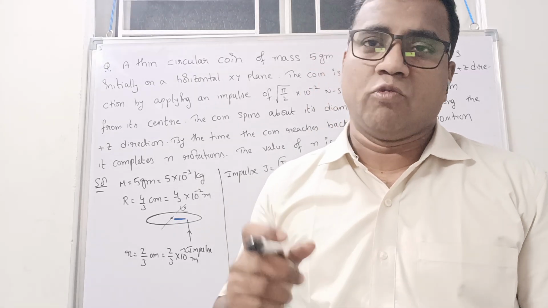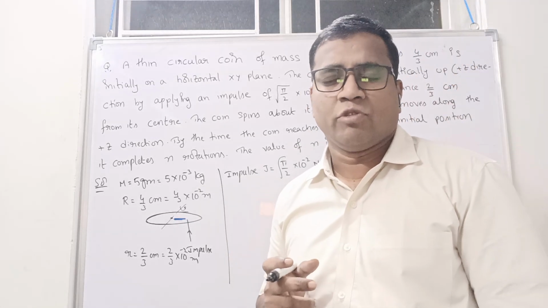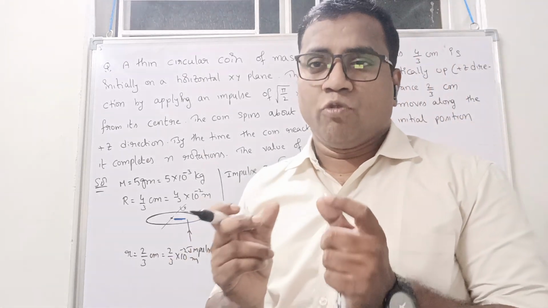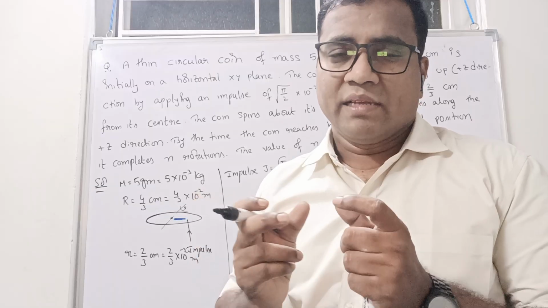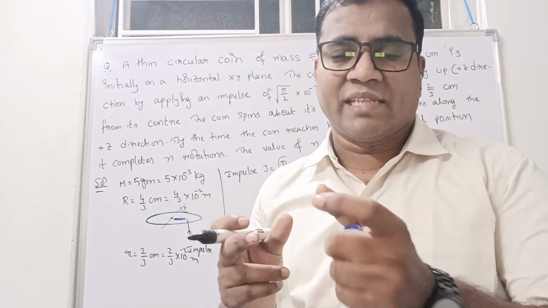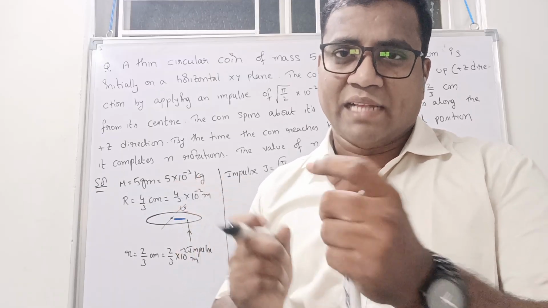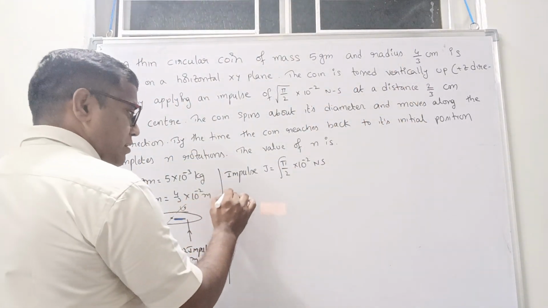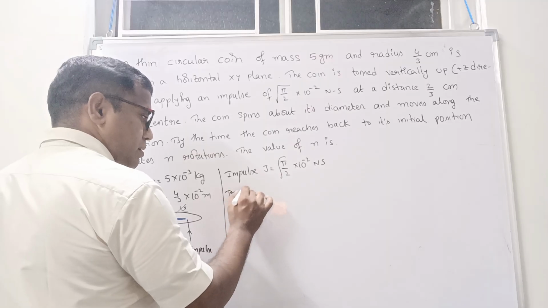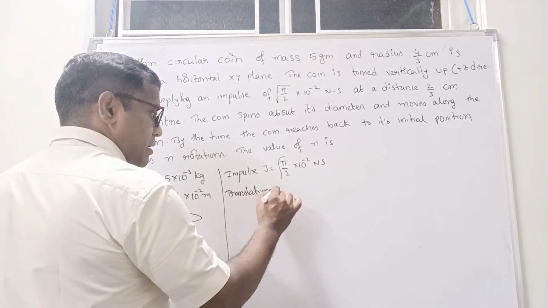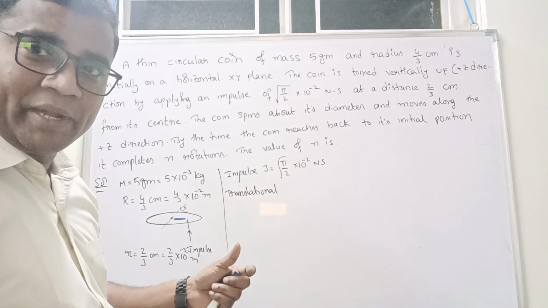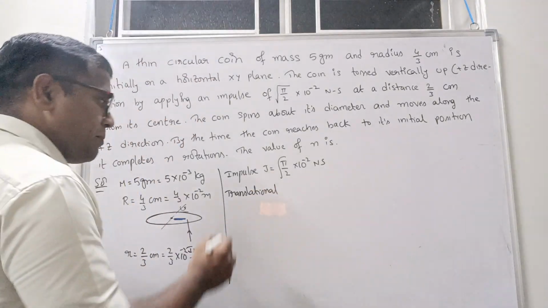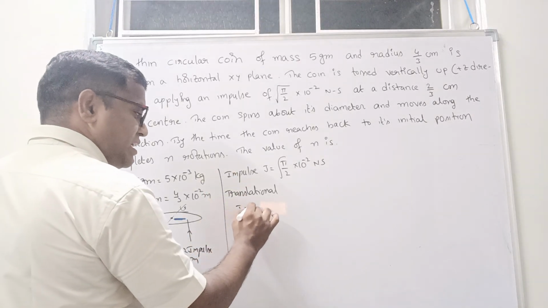So how to approach? Many times I say to the students, when we are dealing with rotational mechanics, we have to go simultaneously, meaning translational and rotational. We will see here. First we will see translational. Translational force is applied, so here impulse is there. Impulse is nothing but change in momentum.